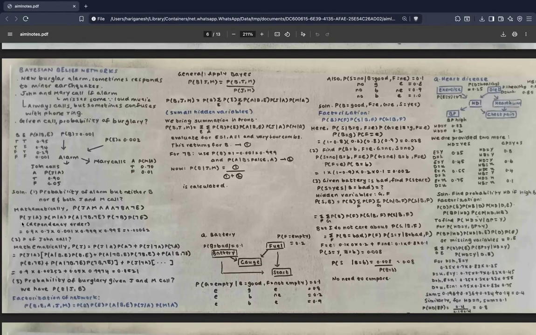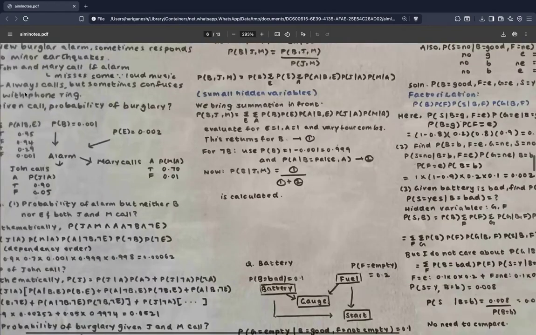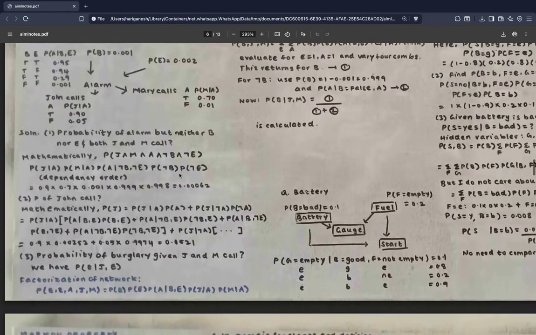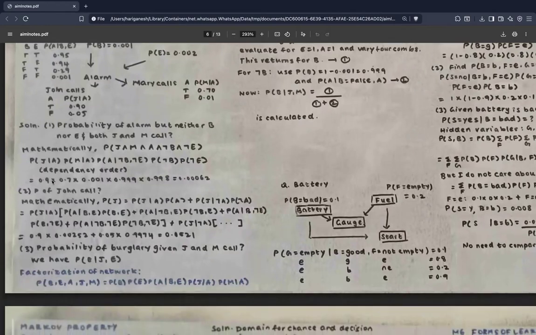And we just end up multiplying all of these from the tables that we have here, 0.9, 0.7, etc. You can just read them and you'll figure it out. But yeah, that's pretty much how you calculate that. Again, probability of John calling is going to be the second question that we look at.